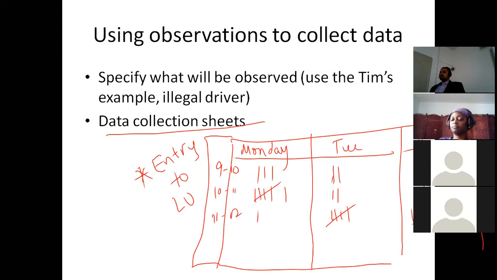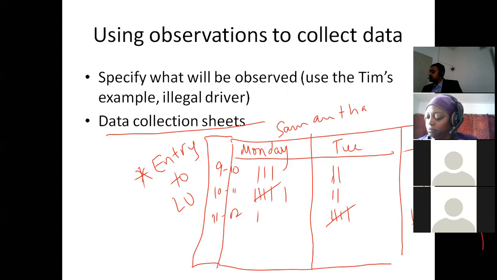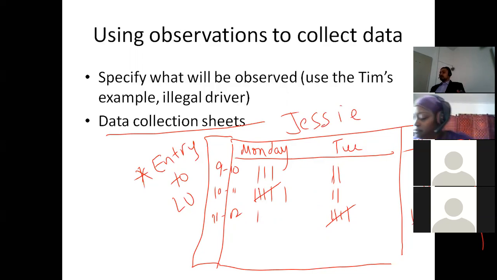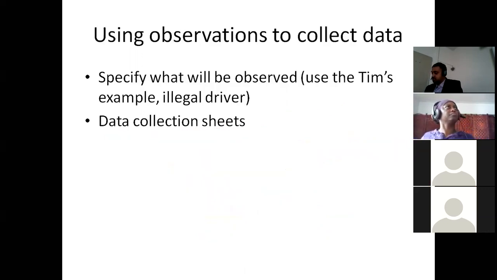So once you have a whole bunch of data collection sheets, say I have 10 different traffic lights and I have 10 students at each of those lights. Each of those students will end up giving me one of these sheets. So let's say this came from Samantha. We might have a different one come from Jesse. Jesse may offer me a different sheet. Then we may get a different one from Connie and so on. So then we have all of these data sheets and then we start to put the numbers together and so on. So you need data collection sheets even when you do observations.